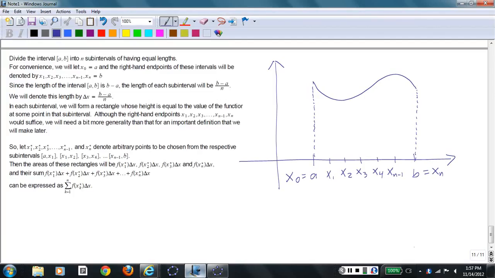So let's see. I would like to choose a point in each of the intervals. So I'm going to pick a point right here. I think for simplicity, it might look good if I choose the midpoints. I don't have to choose the midpoints, but I'm going to do that. I'm going to choose the midpoint here, and evaluate the function at that midpoint, and then draw the rectangle that's directly above this interval, like this.